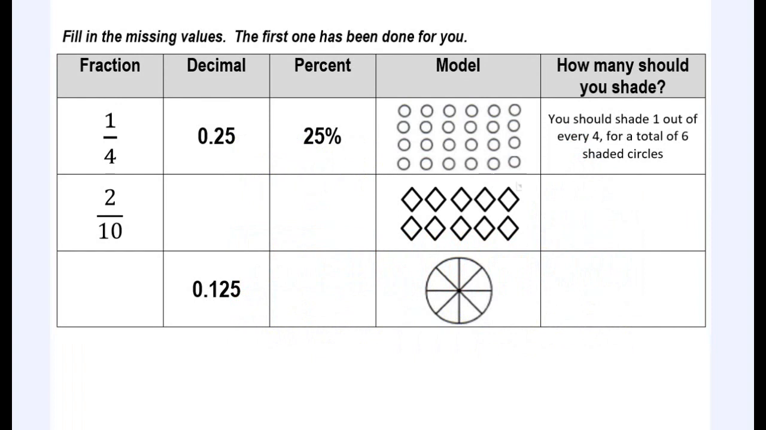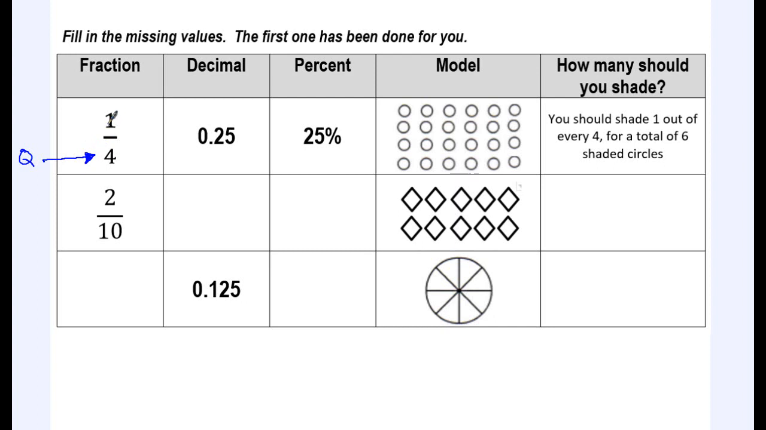Okay, we have a table. We want to find the missing values, and the first row has been done for us. So let's go ahead and take a look. Looking at the first fraction, 1/4. Did you think of this as quarters? There being 4 quarters to make one whole dollar? Hopefully so. If not, please start getting in the habit. Every time you see a denominator of 4, you need to think about quarters.